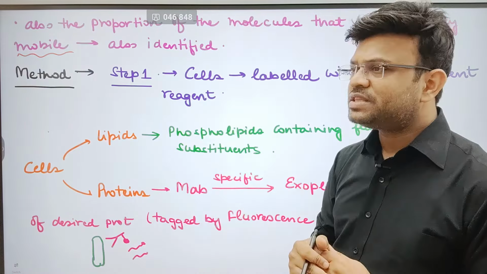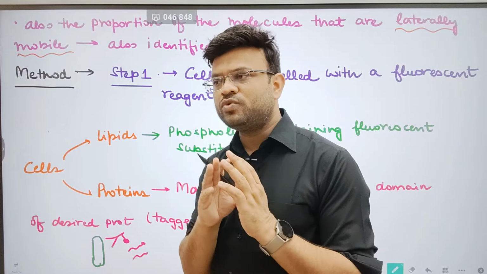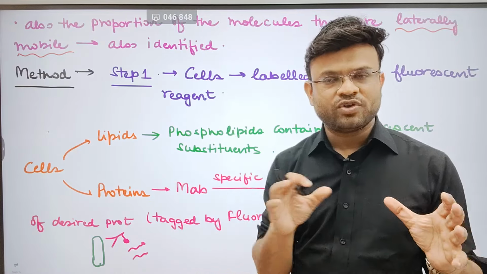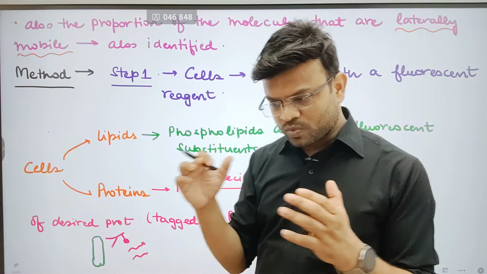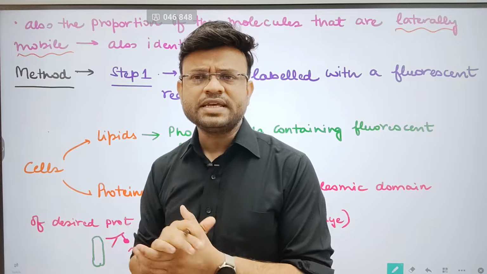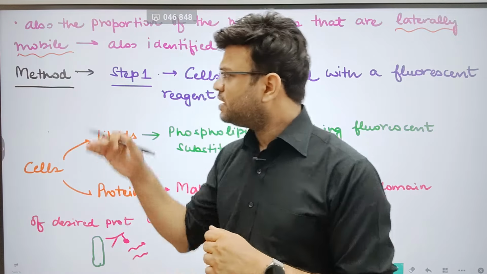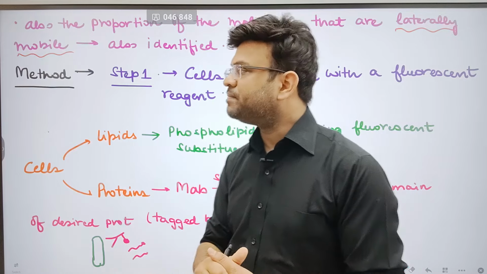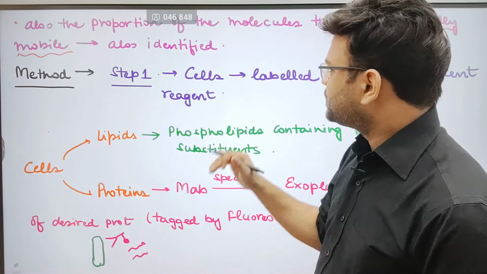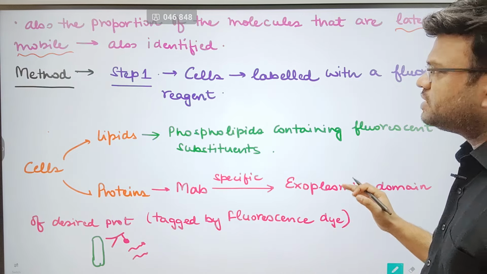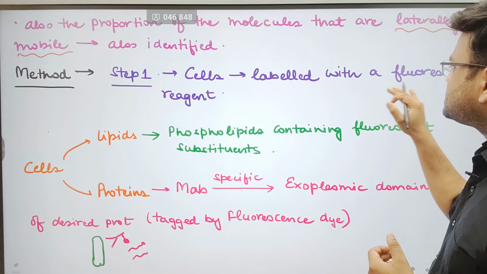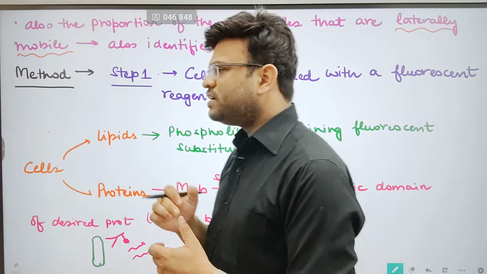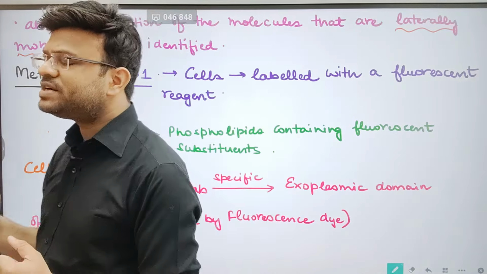Now, what is the method, or how is this done? You would have understood the purpose, why this technique is done. Now coming down to the methodology, how this technique is executed. Step number 1: you have your cells, and you label the cells with a fluorescent reagent.